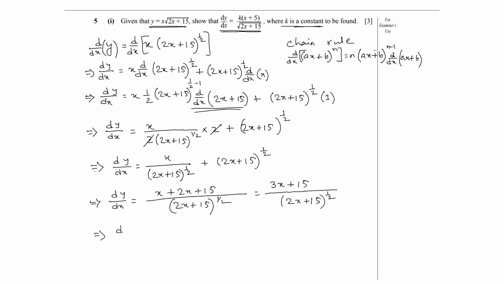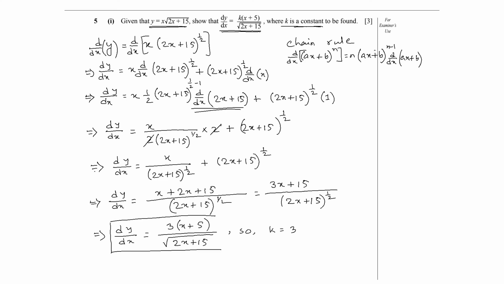Now in the next line, finally we can write dy over dx is equal to, let's take the factor 3 common, so we will have 3 times (x plus 5) over, then power half is nothing but the square root, so we will write square root of 2x plus 15. So finally we have expressed dy over dx in the required form, from where we can say that the value of k is 3. So we have completed the first part of the question.